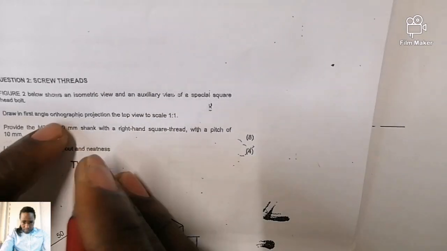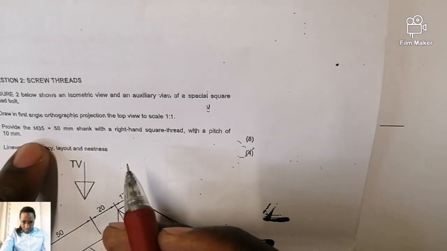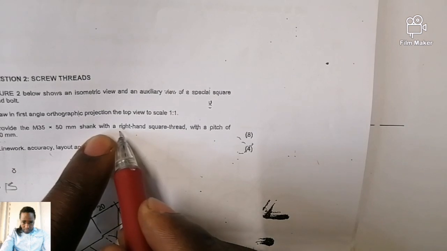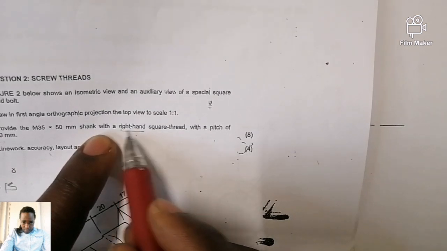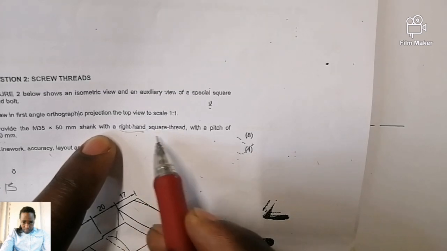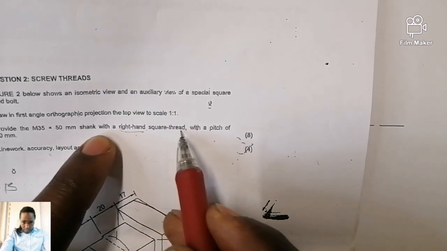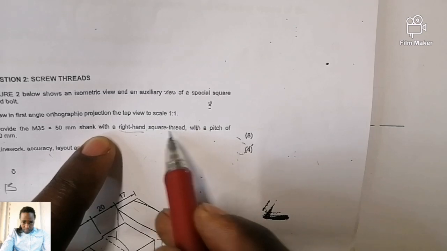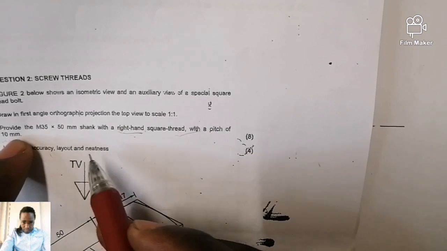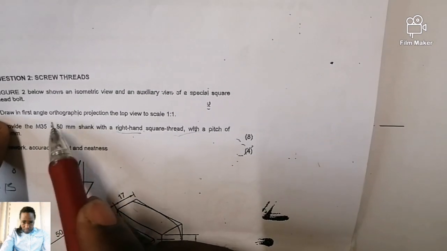Come back to double check what the question was asking you to do. They said what? Right hand, internal or external? Right hand square thread, square screw thread with a pitch of. Did they say internal or outside? Let's come back.